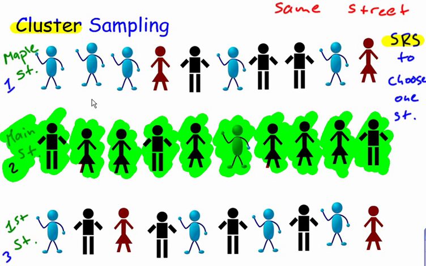So instead of numbering the people in my population, I number the clusters in my population. That's the big difference. And I interview everybody within a particular cluster.